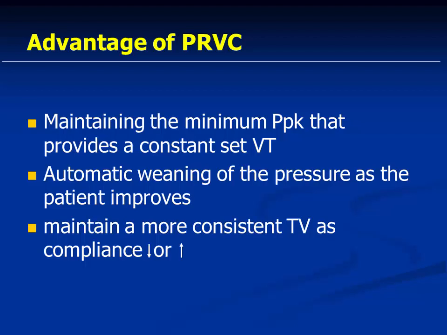Maintaining the minimum peak pressure that provides a constant tidal volume, with automatic weaning of the pressure as the patient improves. So you can imagine gradually the patient's compliance is increasing. With a set initial pressure control of 30, he is generating 400. Now over the next 2 hours, he started generating 440. So the ventilator starts bringing down the pressure. Over a period of time, the patient is automatically weaned with a lower pressure. So you don't have to go there and change the knob from 30 to 25, 25 to 22, 22 to 20, something like that.